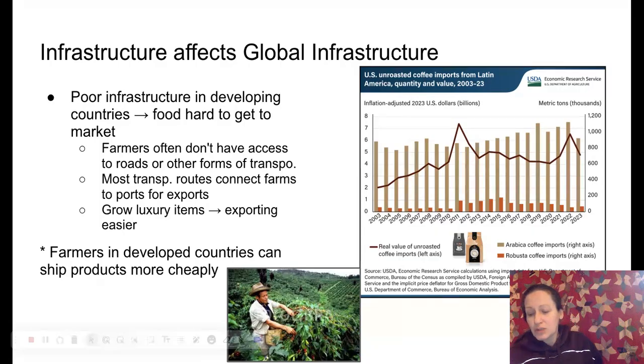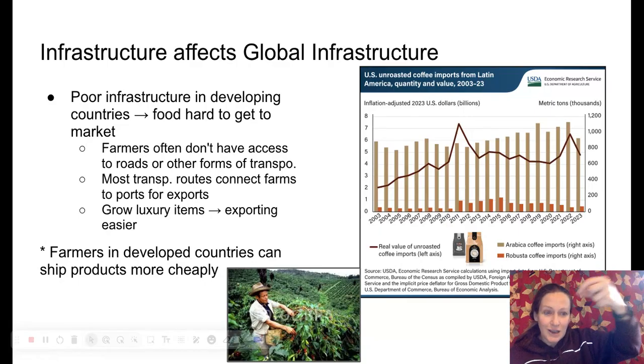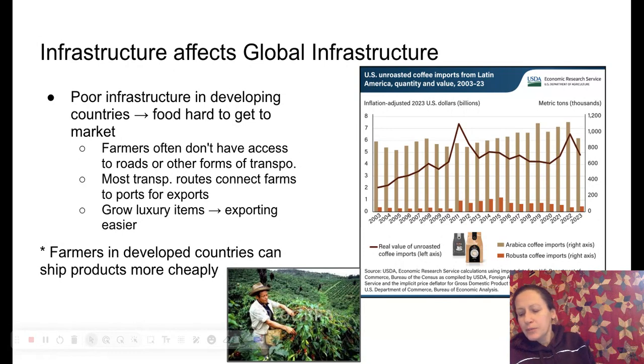So most transportation routes connect farmers to ports for export. So if a developing country wants those avocados, they're going to invest money from the farms to the ports, not from the farms to the local markets, right? And this is especially true with growing the luxury items, right? Because they want to make export of those coffee beans, the tea leaves easier. This is about coffee beans imported in the United States from Latin American countries. That's a photo of a farmer in Colombia.